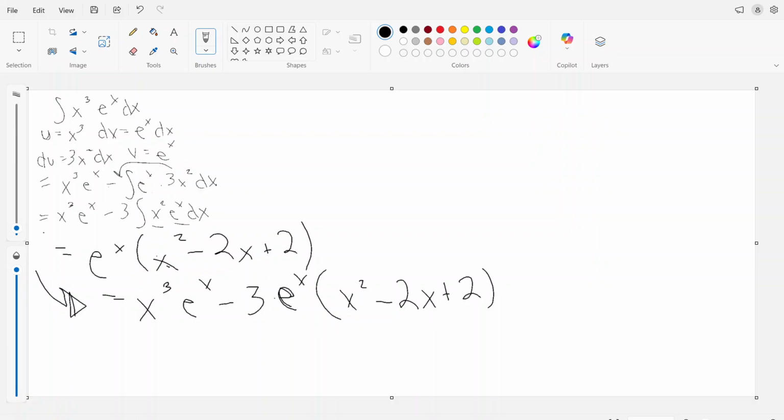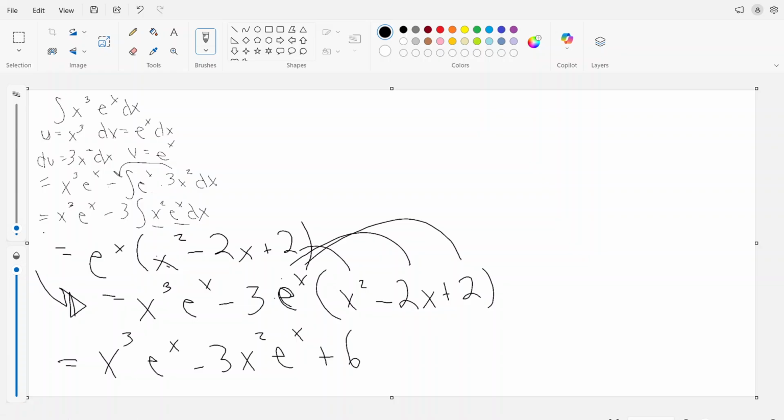Now we can expand it by distributing this to all terms. So this becomes x cubed e to the x minus 3x squared e to the x plus 6x e to the x minus 6e to the x.